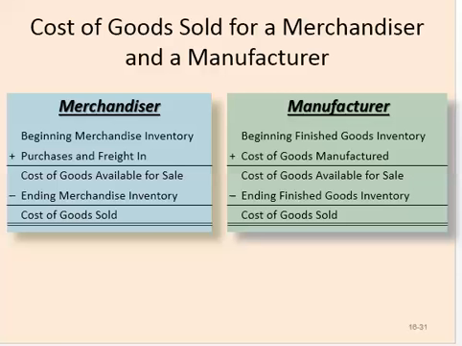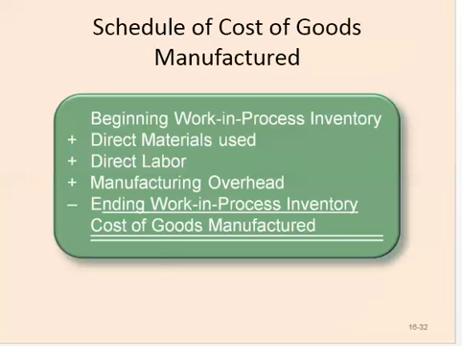Now, a manufacturer's calculation differs ever so slightly, which you can see here. We start with the beginning balance in finished goods inventory. Those are goods that are ready for sale. They are complete. And then the next step is to add what we call cost of goods manufactured. That's going to give us our cost of goods available for sale, subtract ending finished goods inventory to arrive at cost of goods sold. Now you're probably wondering, how do we calculate this cost of goods manufactured? So I have that here on the next slide.